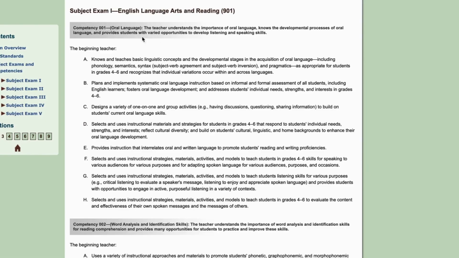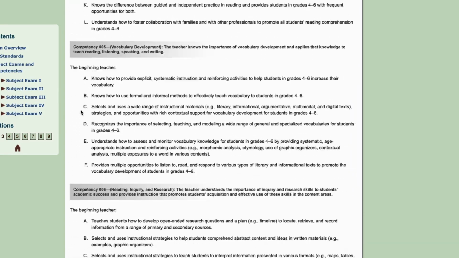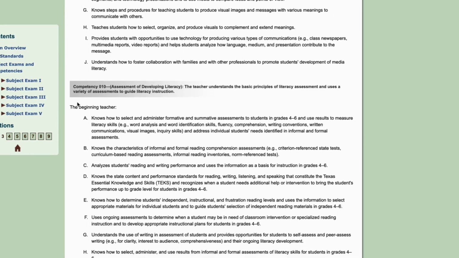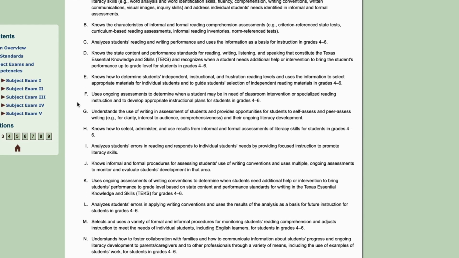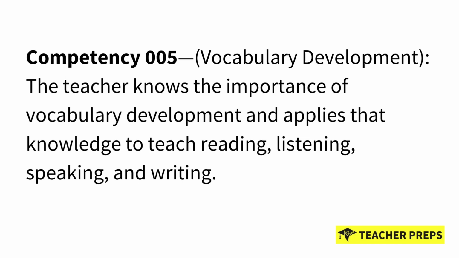Let's get started. As you can recall from the NES and Texas Education Agency Administration website, the Texas Core Subjects 391 English Language Arts and Reading exam has a total of 10 competencies. This lesson is all about competency number 5, which states the teacher knows the importance of vocabulary development and applies that knowledge to teach reading, listening, speaking, and writing. Let's dissect this to really understand what we'll need to know in order to pass this section of your exam.